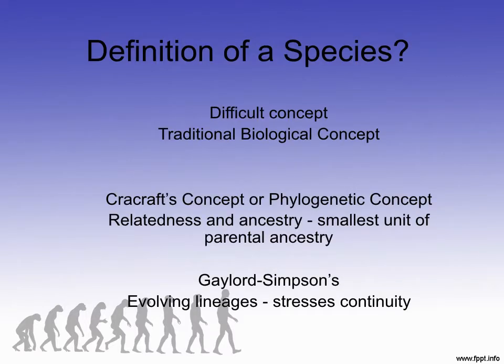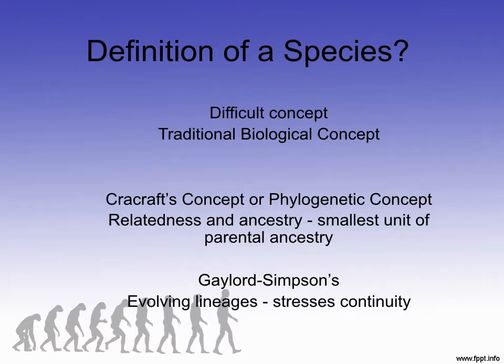One of the most difficult concepts or definitions in evolutionary biology, evolutionary anthropology, is how do we define a species? How do we delineate species? And the traditional biological concept is that a species is a population or a group of individuals that are able to mate and produce viable offspring.